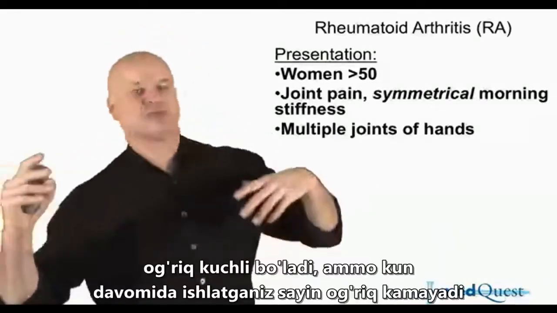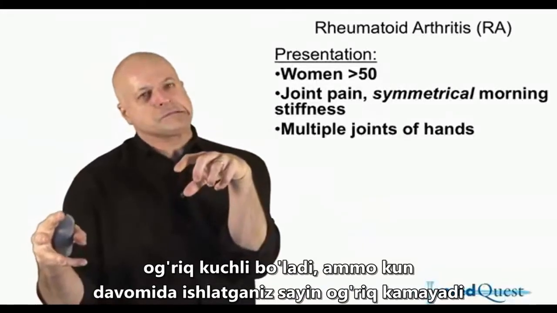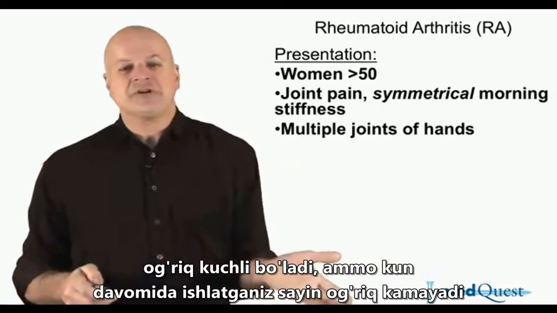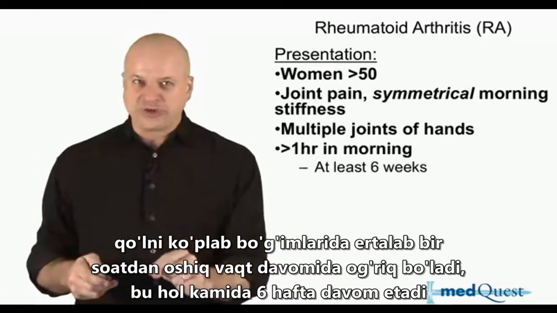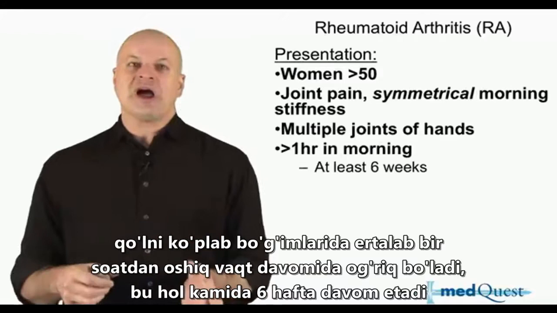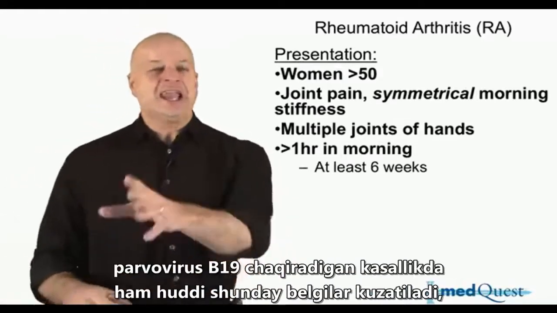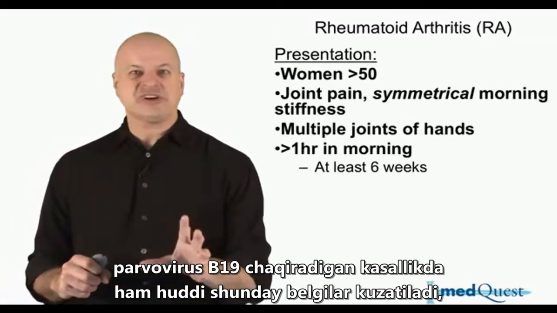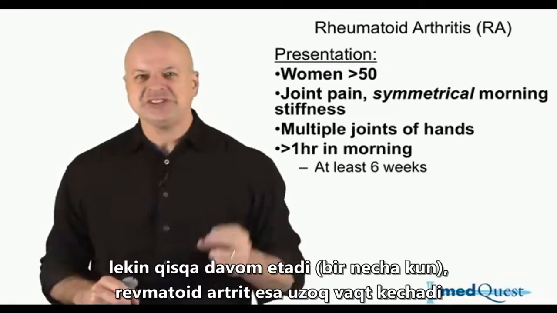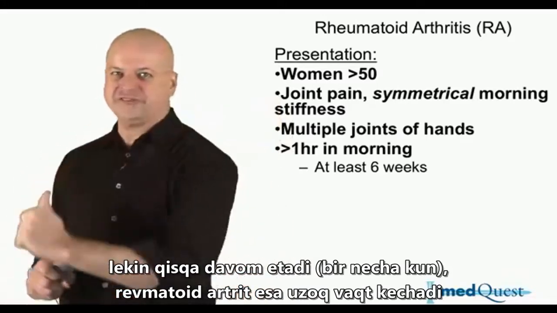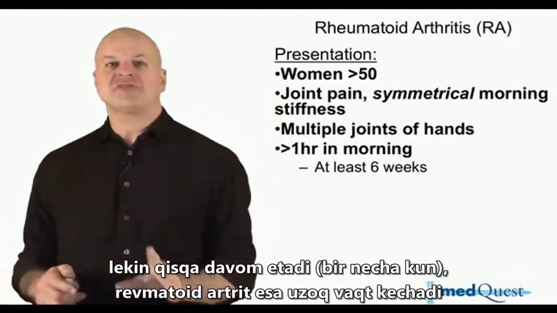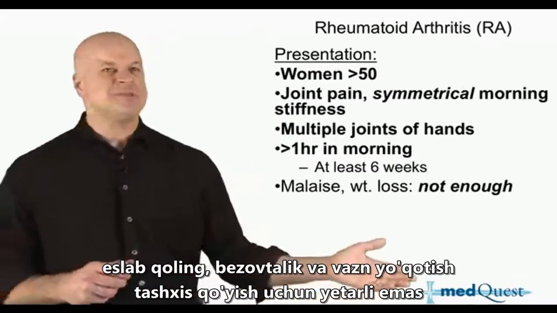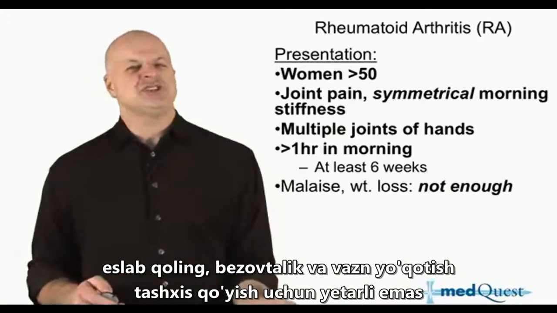Because when you go to sleep overnight, it's like the Tin Man needing an oil can. In the morning it's stiff, and it does go on for an hour in the morning. It has to be multiple joints, and it goes on for a while, and it's more chronic. Now, here's a good question. How do you tell the difference between this and parvovirus B19? Parvovirus B19 feels very much the same, except parvovirus B19 is short-lived, just a few days. Rheumatoid arthritis goes on for a long time. And remember, there's a lot of things with weight loss and malaise. So malaise and weight loss, in addition to this, is not enough.